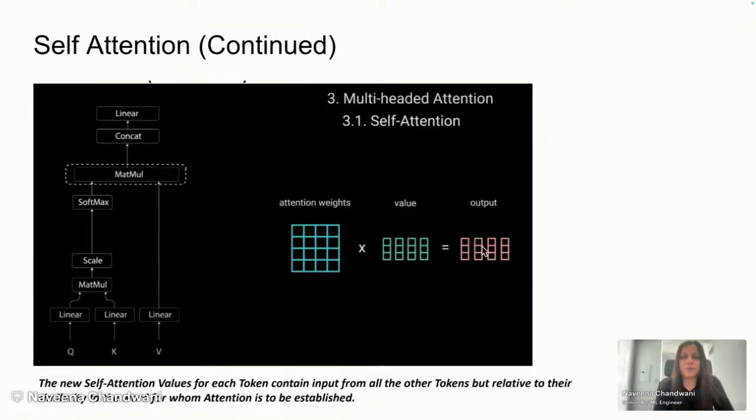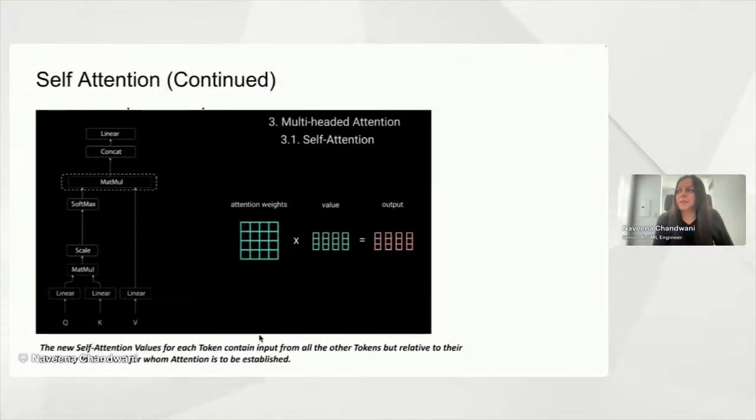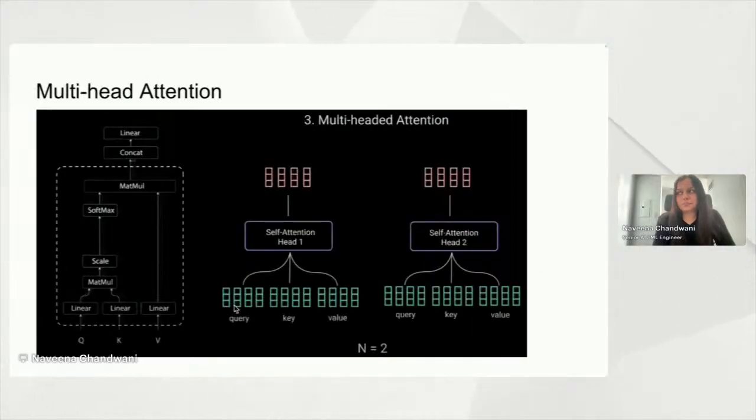So now we get a better idea of this. It looks a little vague without the numbers, but the math here we've kind of explained. And this is my one-liner to summarize it: the new self-attention values for each token contain input from all other tokens, but relative to their similarity to the word for whom attention is to be established. Okay, pretty deep, but when we revisit this, maybe it'll make more sense.